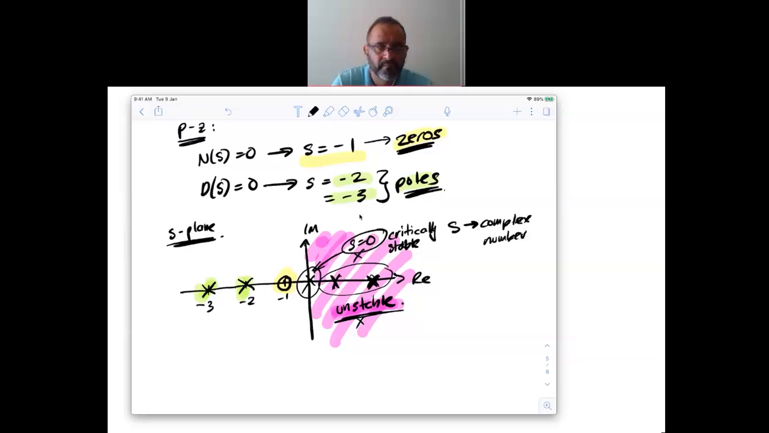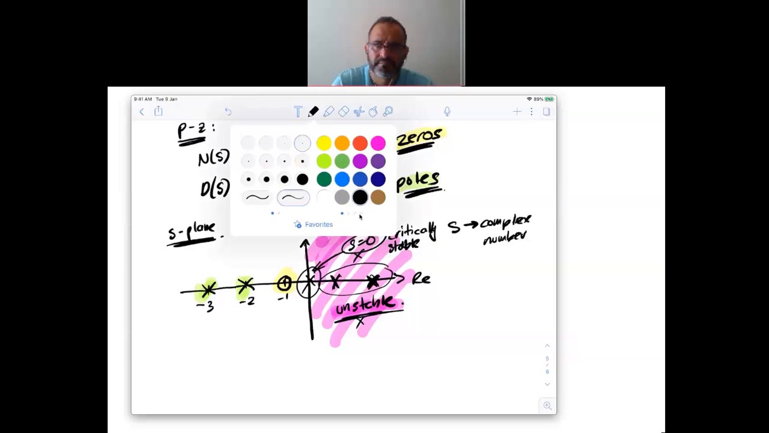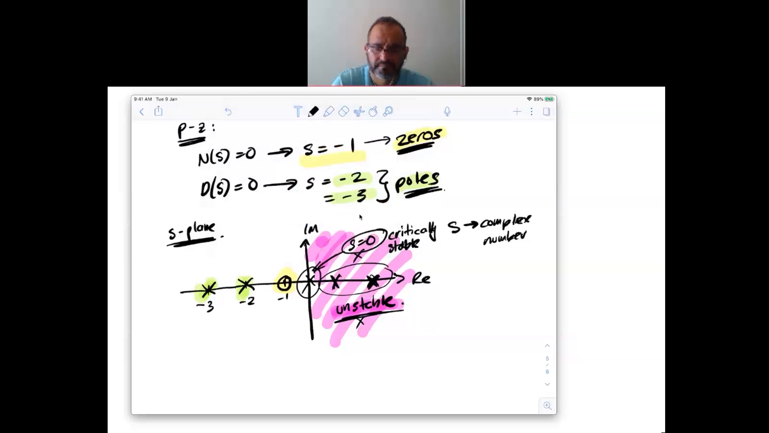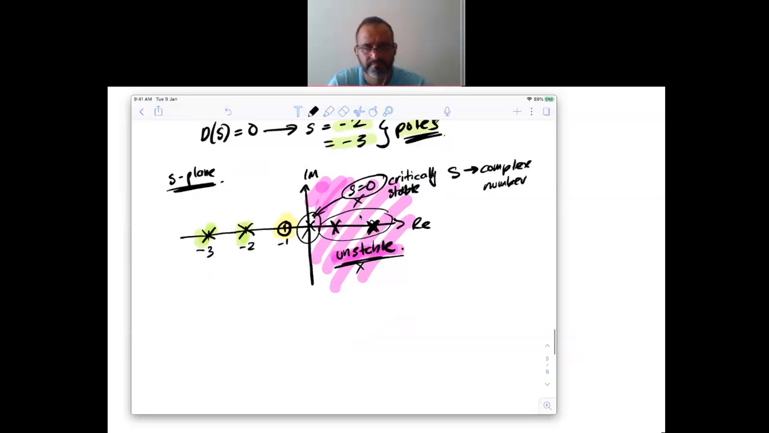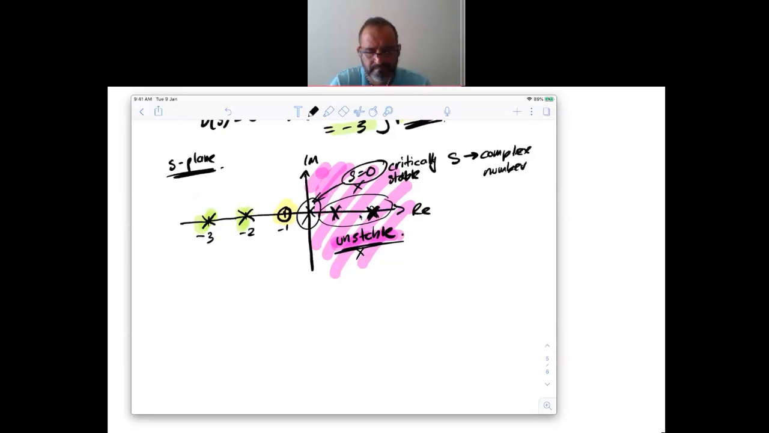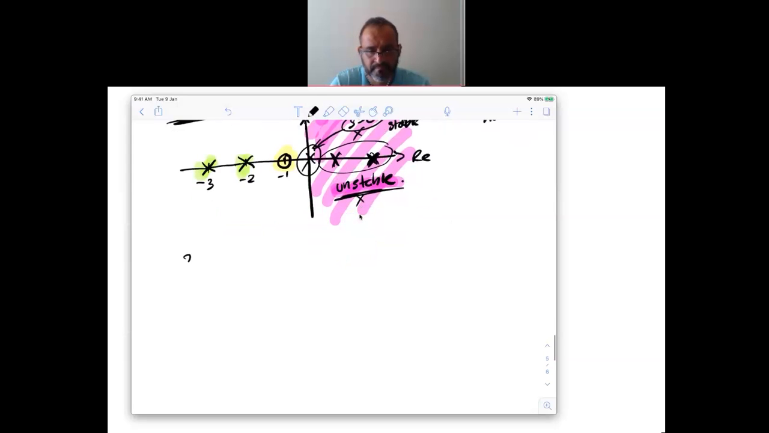Zero doesn't have any effect on your stability. Poles do have an effect on your stability. So this is your S-plane. But you remember when we plot our graph, we don't plot on the S-plane only, isn't it? We also plot in the z-domain, zero or the whole, isn't it?